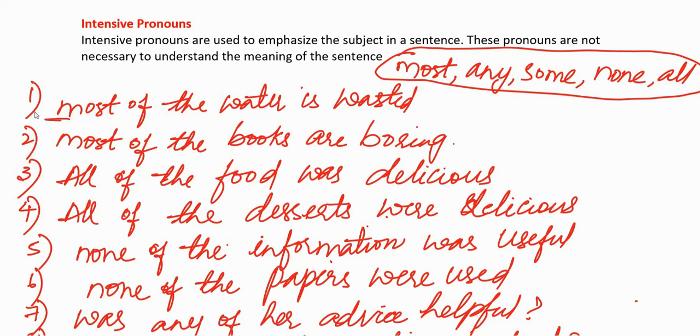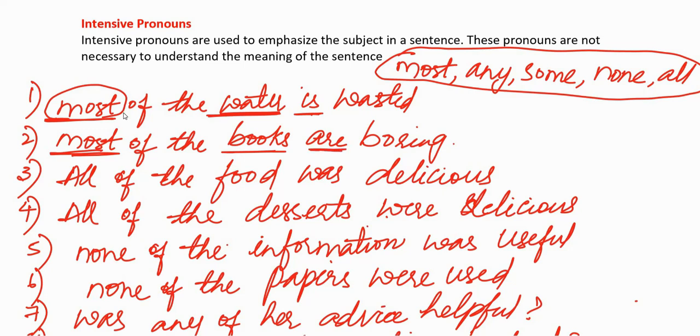Now, most here is a singular indefinite pronoun because water is uncountable, and uncountable nouns do not have plural forms. We have used the verb is, and most here is a singular indefinite pronoun. In the next sentence, most of the books are boring. Here we have used most as a plural indefinite pronoun because books are countable and they are in the plural form here, and the verb has also changed. We have taken are instead of is because it is plural.